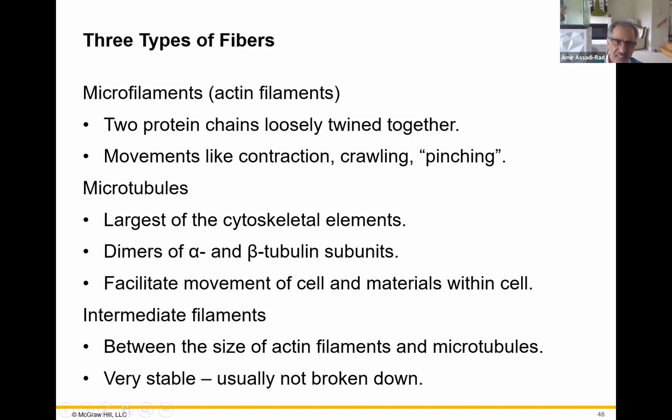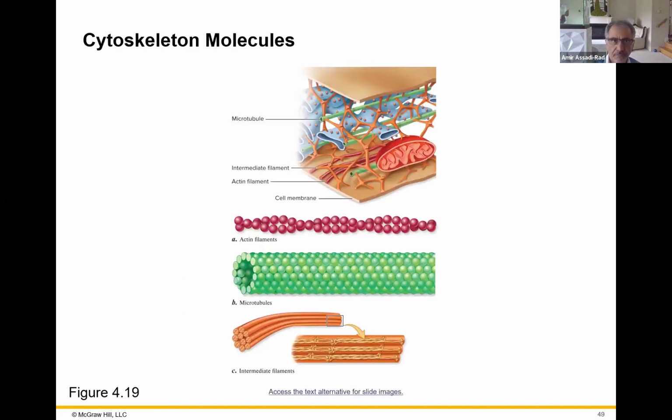And intermediate filaments are between the size of actin filaments and microtubules, very stable, usually not broken down at all. Here they are. They're showing you all 3 different sizes. And this is a cell membrane. This is a mitochondria, rough endoplasmic reticulum. And they're showing you where they are. Here are the actin filaments, the smallest of all. Here are the intermediate filaments. And here are the microtubules. They're supporting the cell.